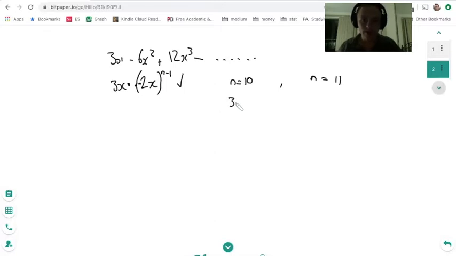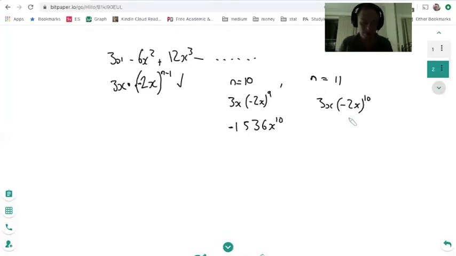We have 3 times negative 2x to the power of 9. We also have 3 times negative 2x to the power of 10. Let us see what we have. We need a calculator here. So 2 to the power of 9 times 3, over here, I have 1536. This is going to be x to the power of 10, and this is a negative.